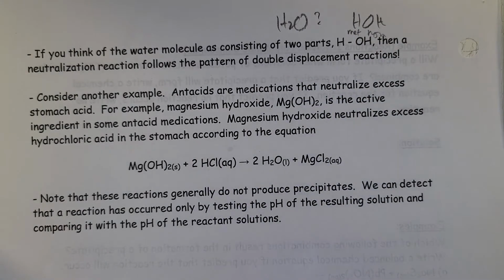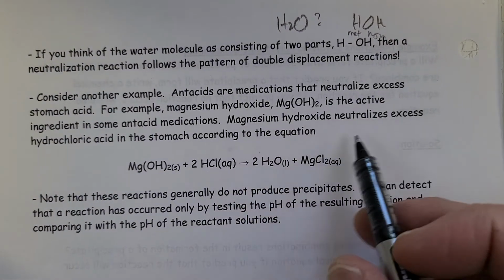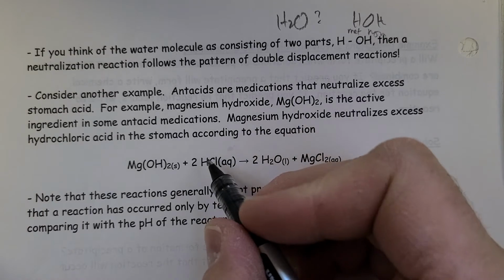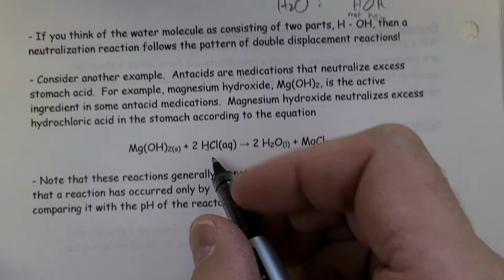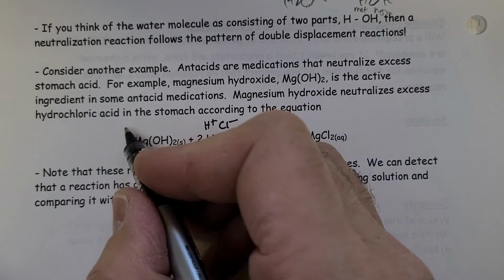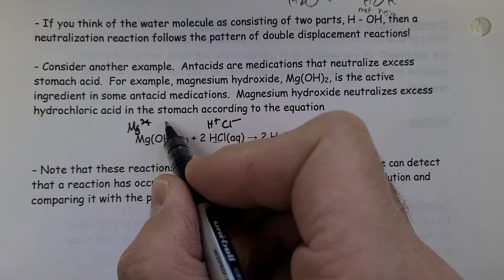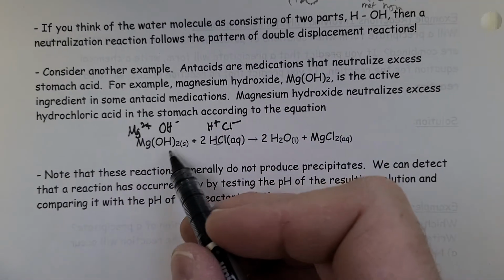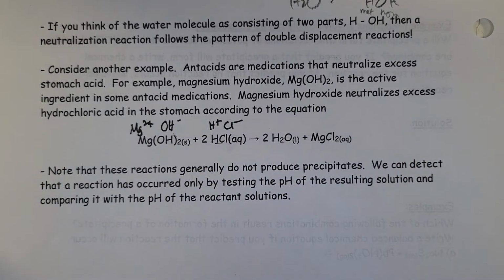Look at another example. Antacids are medications that neutralize excess stomach acids. So for example, Tums, Pepto-Bismol, etc. Magnesium hydroxide is often used for that. And it could neutralize excess hydrochloric acid in your stomach. Because yes, you produce hydrochloric acid in your stomach. So H plus, negative for the Cl. And then magnesium is 2 plus. Hydroxide is minus 1. That's why we need 2 of them here, to combine with that magnesium.